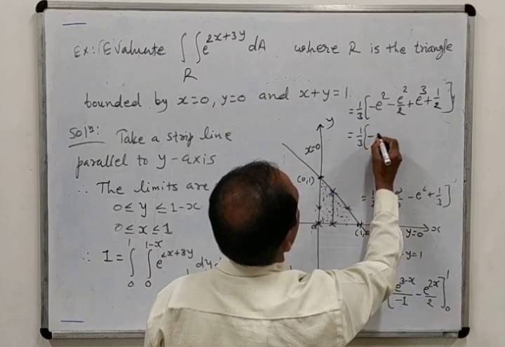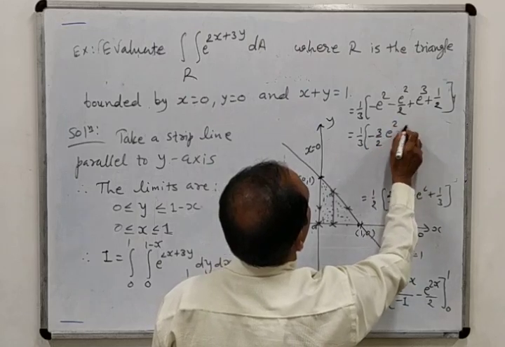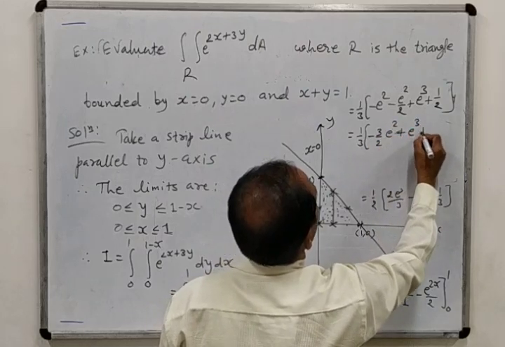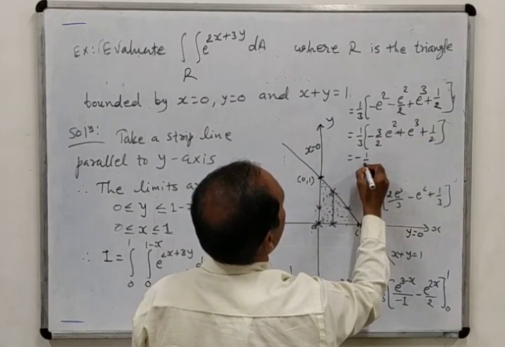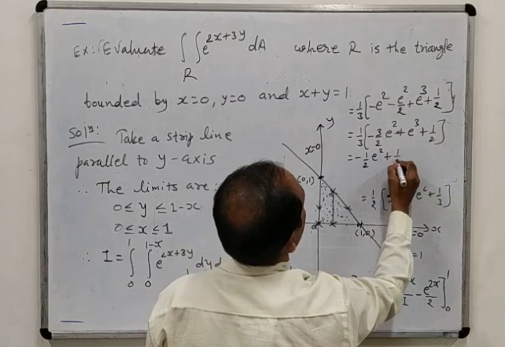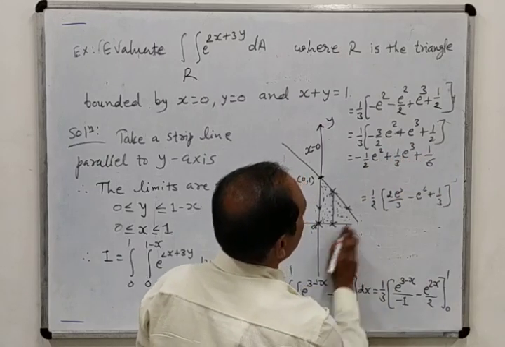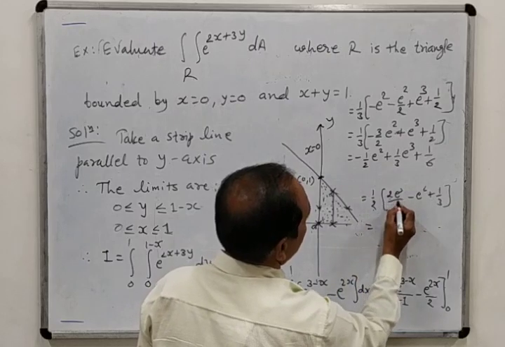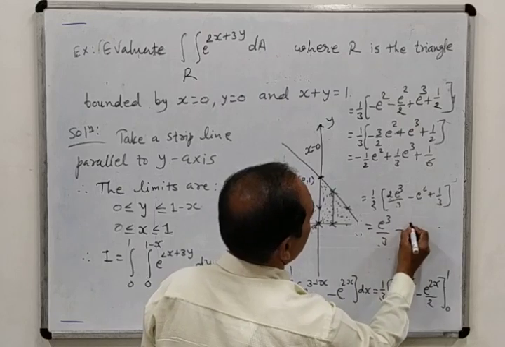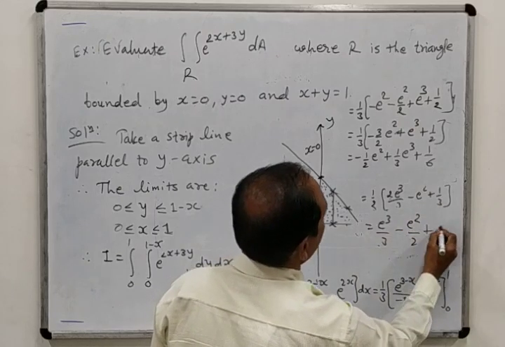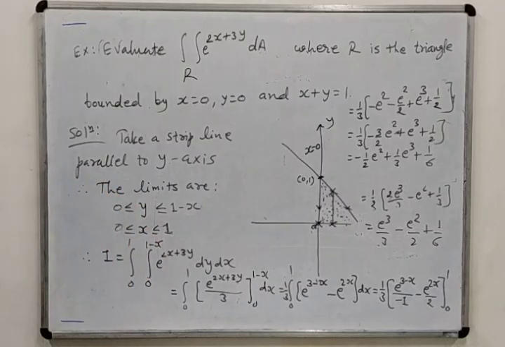Minus 1 minus 1 by 2 means minus 3 by 2 e square plus e cube plus 1 half. So if I divide this by 3, then we will get minus 1 half e square plus 1 by 3 e cube plus 1 by 6. Same here we have obtained the answer as e cube by 3 minus e square by 2 plus 1 by 6. See, you can see both the answers are same.